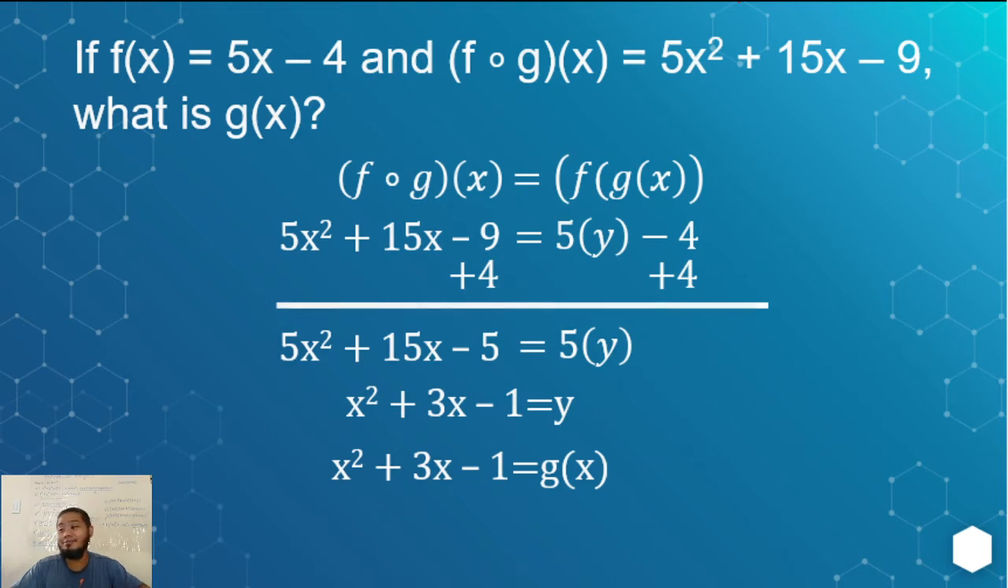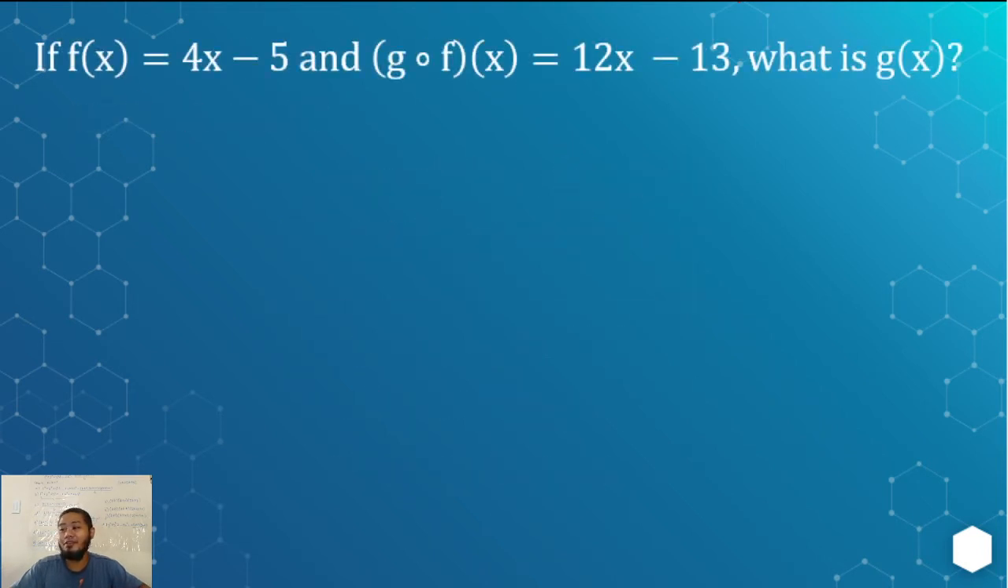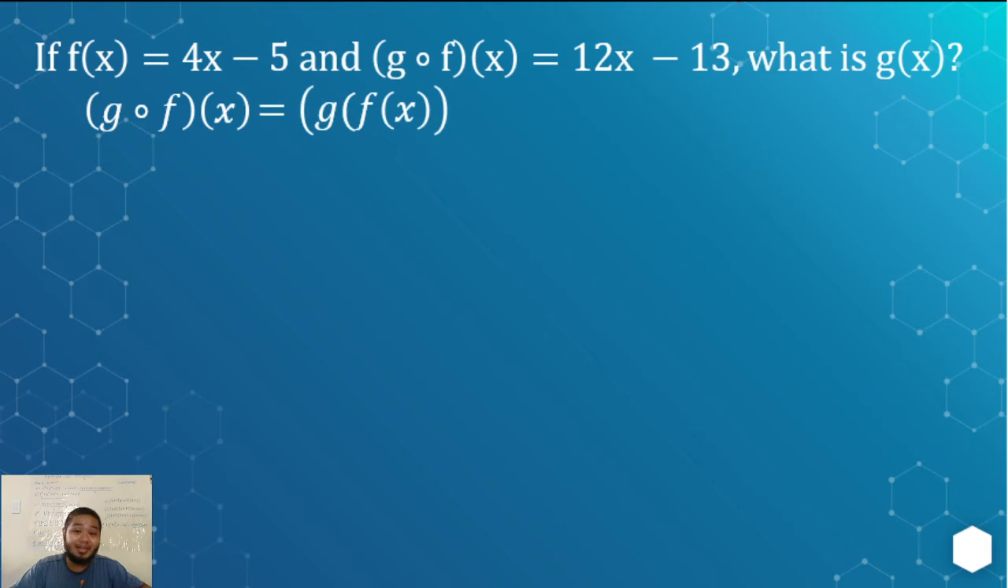Last example, if f of x is equal to 4x minus 5 and g of f of x is equal to 12x minus 13, what is g of x? Same process on what I did a while ago. G of f of x is the same with that one. So yung g circle f, eto siya, tama? So that is 12x minus 13.